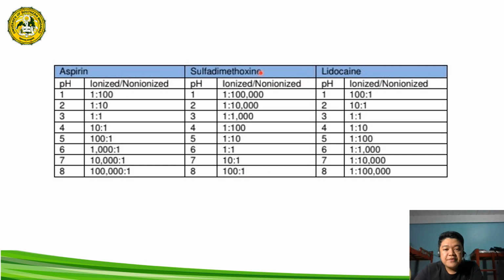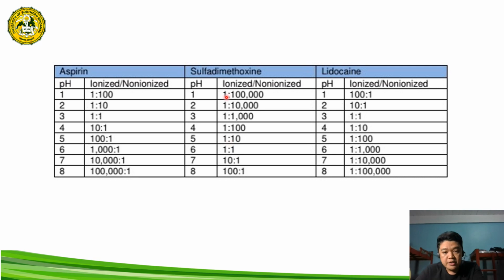In the case of sulfadimethoxazole, it has a higher pKa level, a pKa of 6. So when we put sulfadimethoxazole in an acidic environment, from pH 1 to 5, it will be absorbed, because the proportion of the unionized form of sulfadimethoxazole is predominant at this pH level.